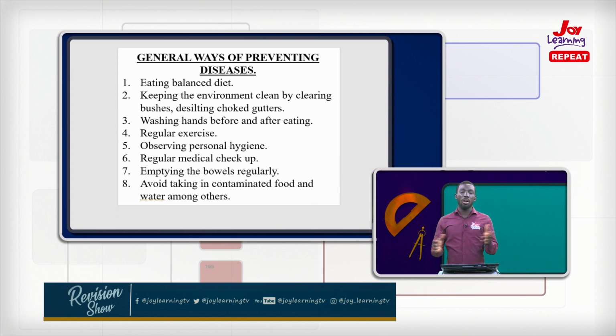And then number 2, keeping the environment clean by clearing bushes, desilting choked gutters. Yes, you clear your environment, you do it around your homes to control any breeding grounds of mosquitoes or houseflies or any organism of any kind that is capable of causing disease in your system.